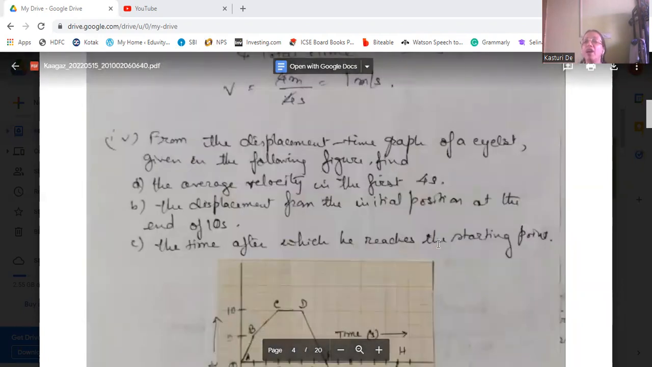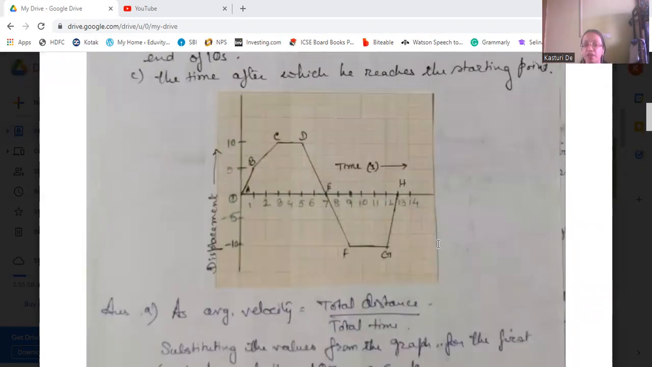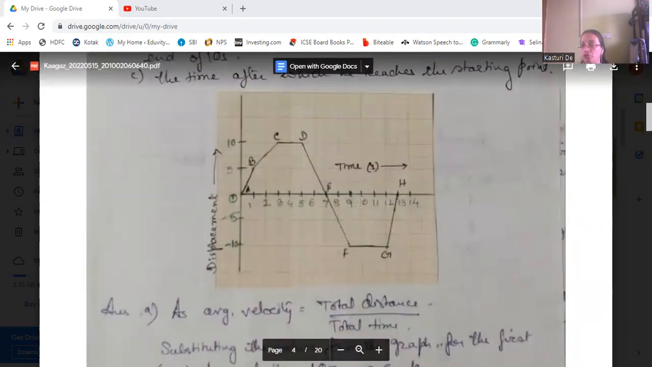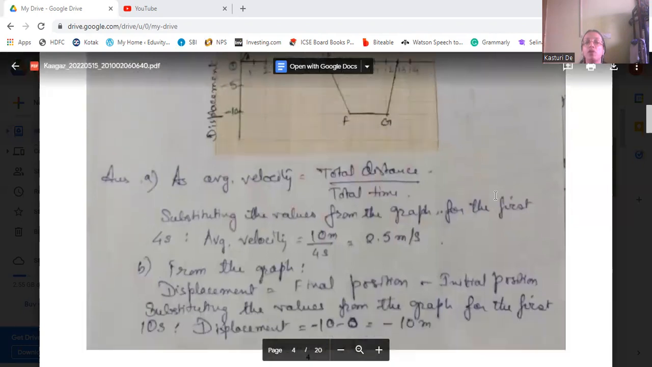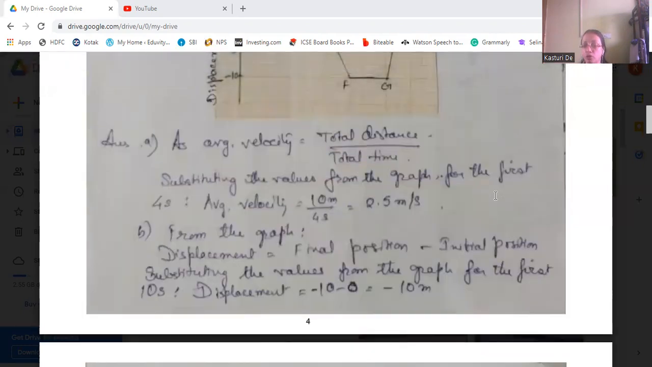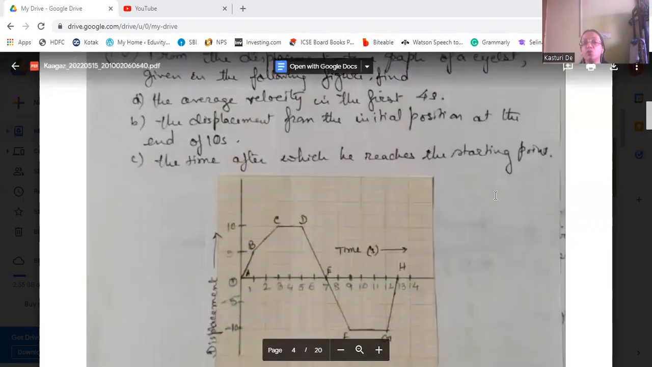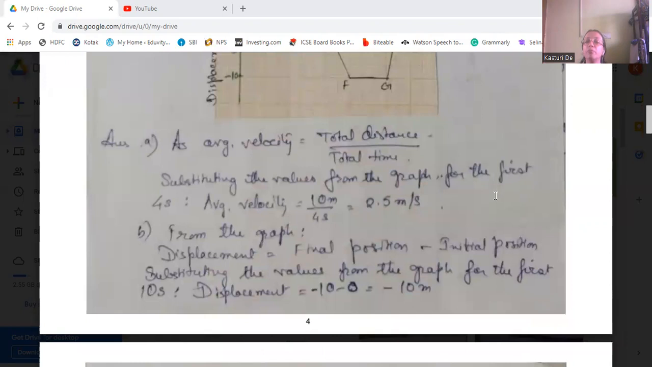Now we need to find the average velocity in the first 4 seconds, that is 1 to 4. So total distance by total time. 4 seconds is the time, and total distance is 10 meters. So 10 by 4, that's 2.5 meters per second.